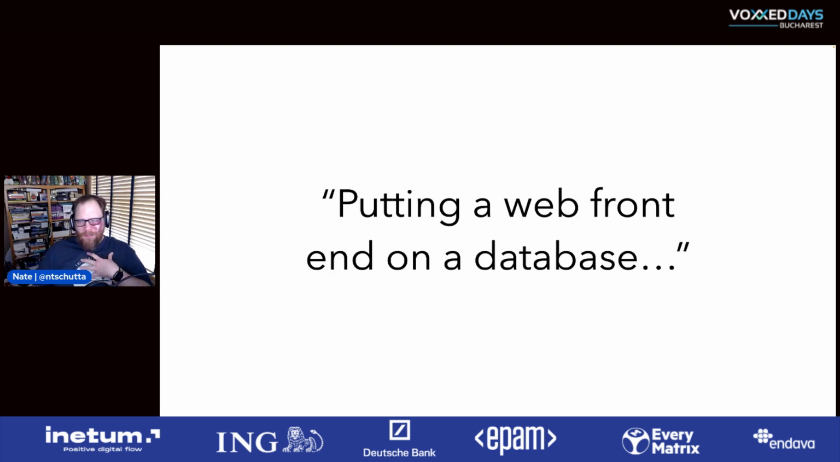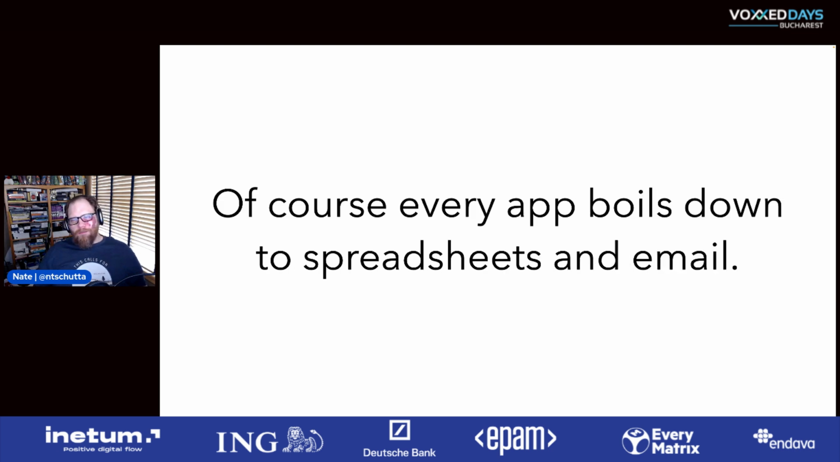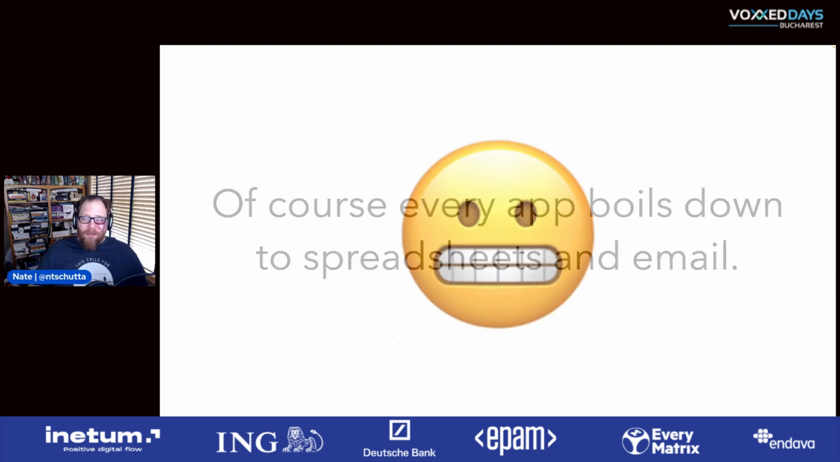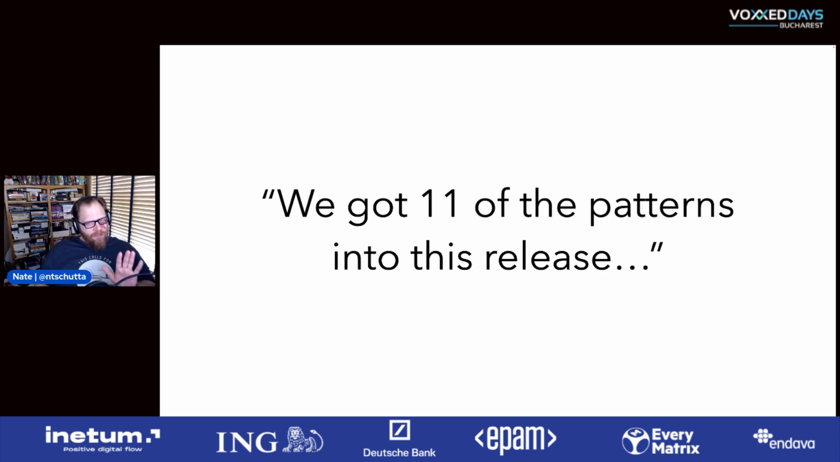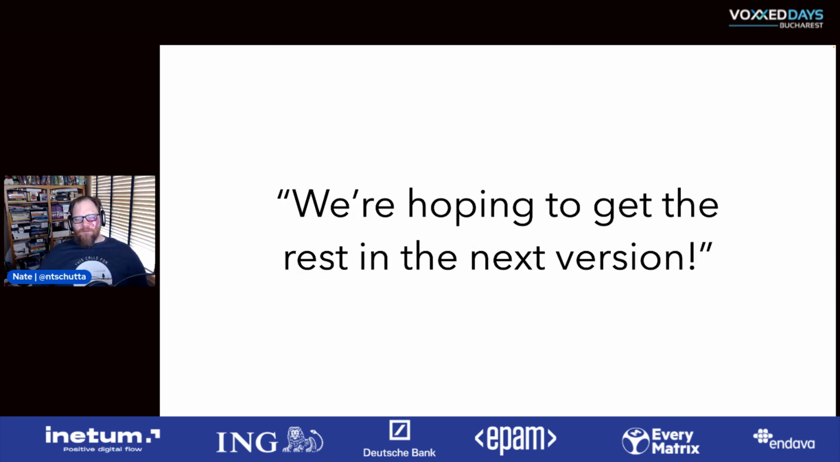I've put a lot of front ends on relational databases over my career. And I like to joke that every application eventually boils down to spreadsheets and email, because that's what our customers are familiar with. And so GoF basically just documented these. And I'm sure you're familiar with many: singleton, proxy, facade, etc. I was on one project where, jokingly, I think someone said, well, we got 11 of these patterns into the first release, and we're hoping to get the rest into the next version.